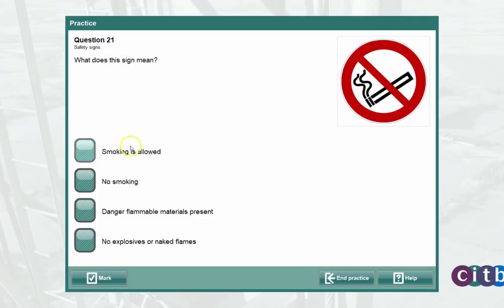What does this sign mean? Smoking is allowed. No smoking. Danger. Flammable materials present. No explosives or naked flames.